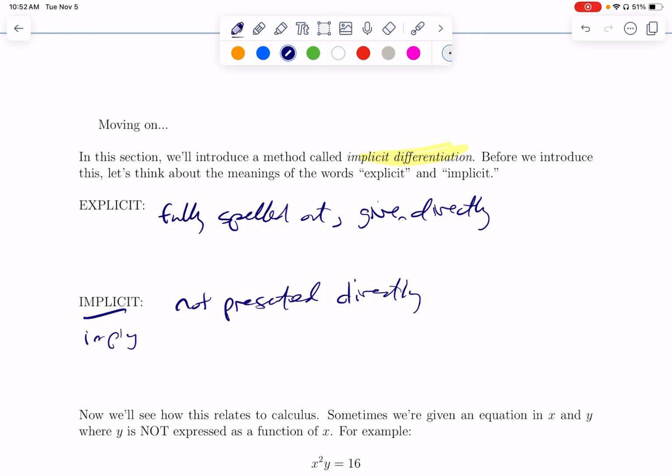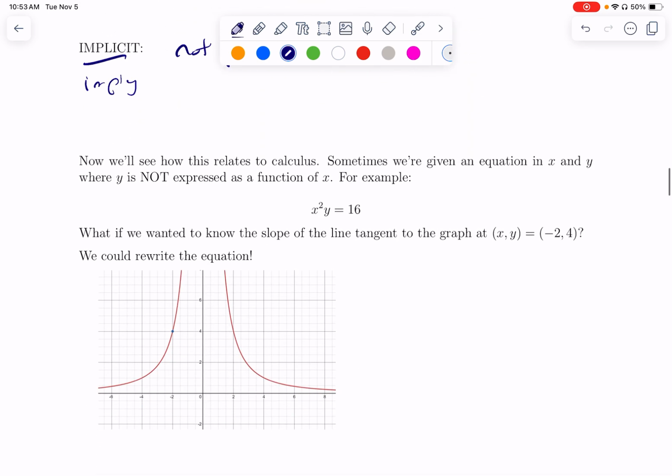So we're going to realize that sometimes in math we're given information very explicitly. And sometimes in math we're given information implicitly. That the information is there, but it's not handed to us really, really obviously. So let's look at a couple of examples. We know that quite often in math, we're given an equation that has x and y in it, where y is not expressed as a function of x.